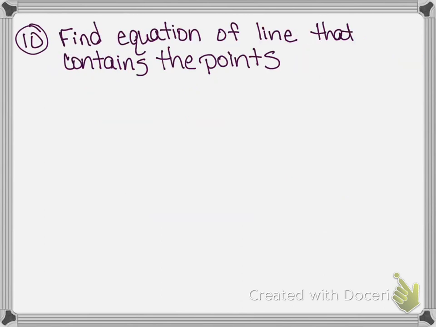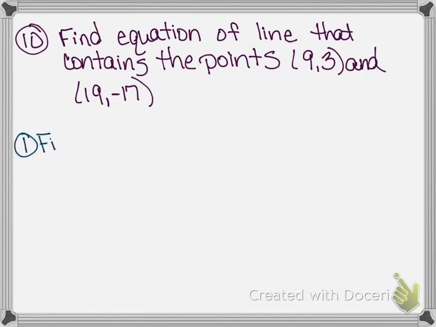Our next problem is linear, and it's: find the equation of the line that contains the points (9, 3) and (19, -17). In order to solve this problem, the first thing that we have to do is find the slope. So the first step with this is to find our slope.